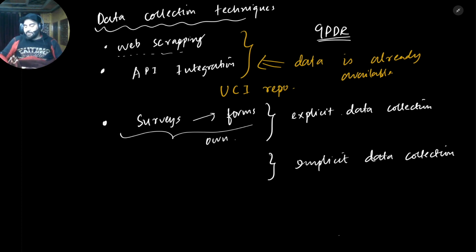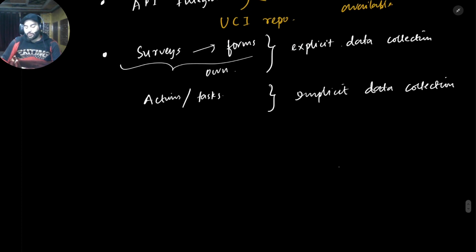So what is this implicit data collection? Here the user is not interacting with the data, and is not just giving you explicit feedback. Here the user is making some actions, or doing some task. Then you implicitly take the things. For example, if you are seeing a YouTube video, we look at how long the video is.